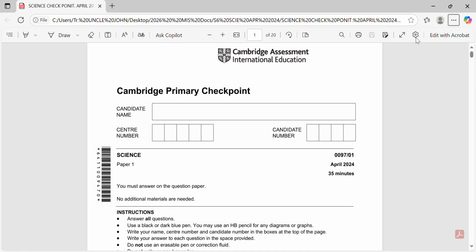As I said, we shall be doing corrections of different exams, different checkpoints, progression tests, and even some national examinations of different countries. This time, we are going to do the correction of this Cambridge Primary Checkpoint that was given in April 2024. This is science paper 1.